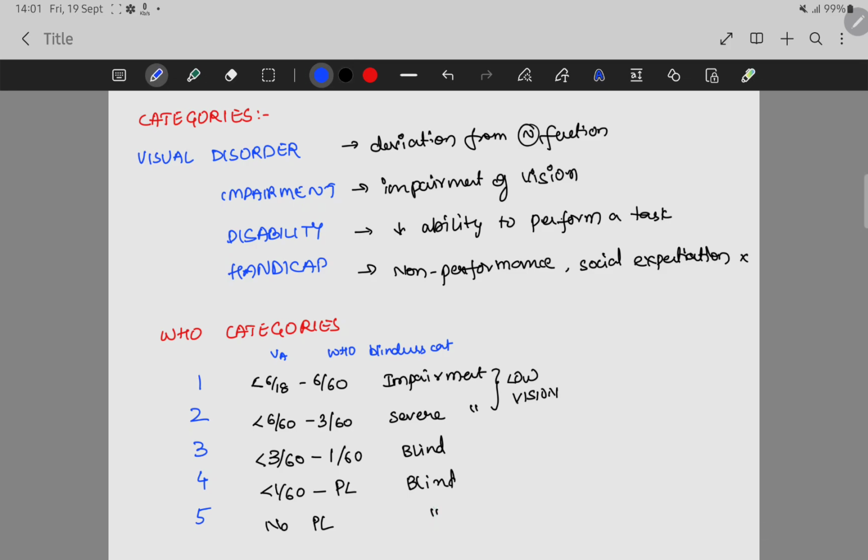If we classify it based on the NPCB criteria, grade 1 is low vision. Grade 2 is economic blindness. Category 3 is social blindness. Category 4 is manifest blindness. And 5 is absolute blindness.